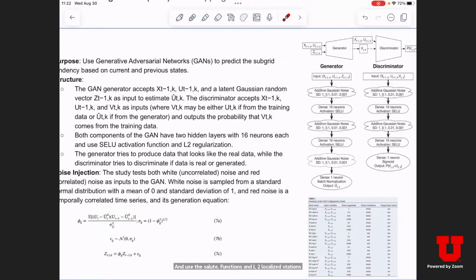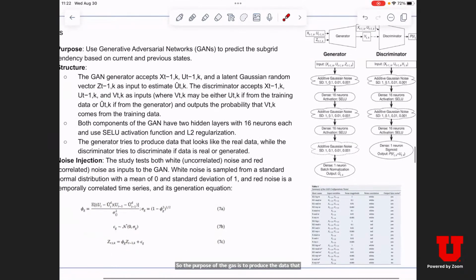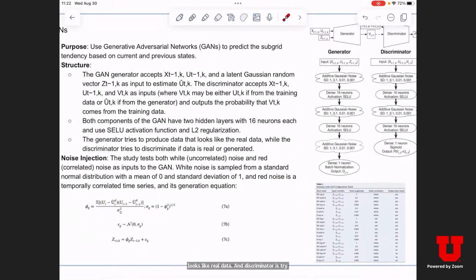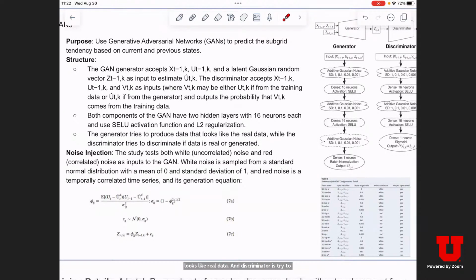So the purpose of the GANs is to produce data that looks like real data. And the discriminator is trying to discriminate if the data is real or generated. For the noise injection, in this paper, they use white noise and red noise. White noise is sampled from a standard normal distribution with the mean of 0 and the standard deviation 1. And the red noise is generated by the following equations.